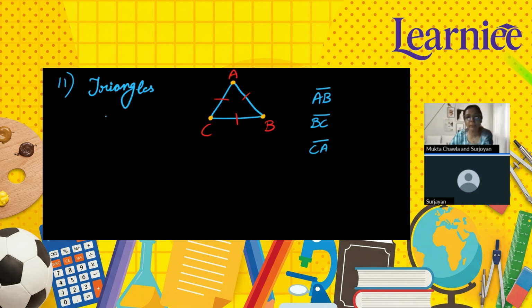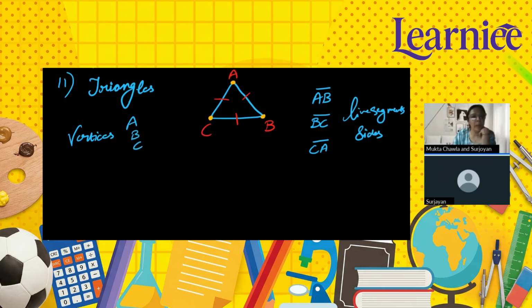Good, very good. And what are the vertices? These are all what? Line segments, right? Or you can say sides of the triangle. The word sides we can use, right? And what else is there? Yes, I'm asking about vertices. Can you name the vertices over here? A, B, and C. Yes.